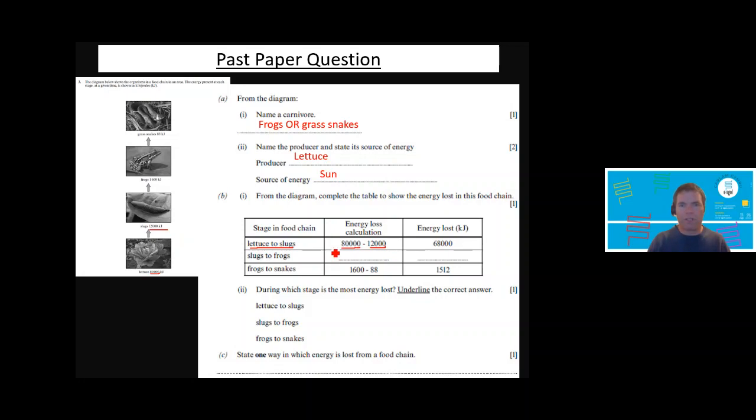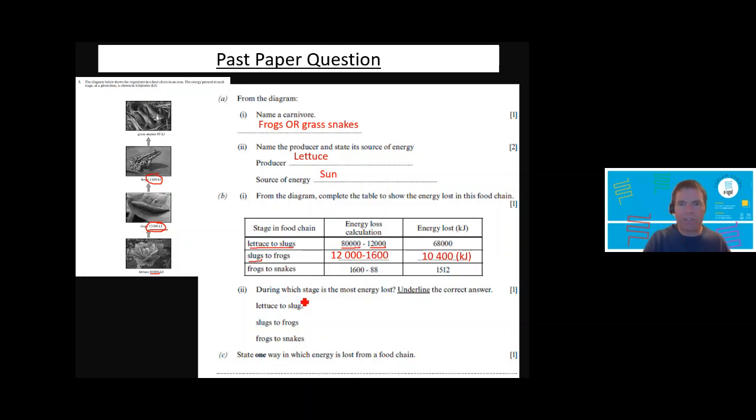So really what we're going to do is take the energy in the lettuce and take away the energy that's in the slugs. Well, let's just do the same. So let's take the slugs, which is going to be this 12,000, and take away the frogs, which is 1,600. Okay, and that should make life a little bit easier. Then if you work that out, we see what we get, and that tells you we're going to put that calculation in. There's our answer. And we were helped with that because they set a precedent there by giving us a previous stage.